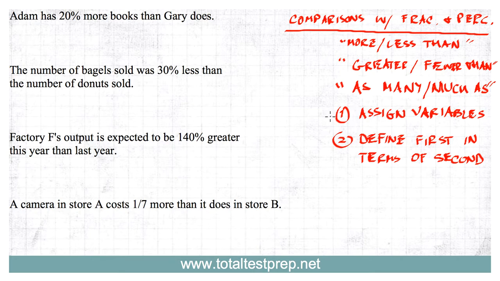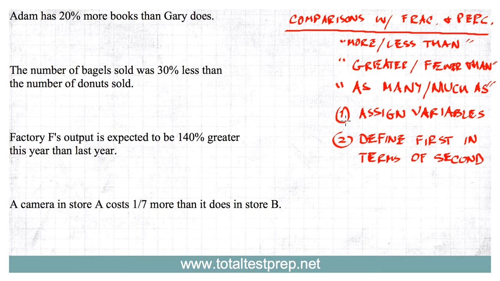So let's take a look at these statements and translate them, and we'll follow the two steps that we learned in the previous video: step one was to assign variables, step two was to define the first variable in terms of the second. So this statement tells us that Adam has 20% more books than Gary does. This is a comparison, more books than Gary. We're comparing the number of books that Adam has with the number of books that Gary has.